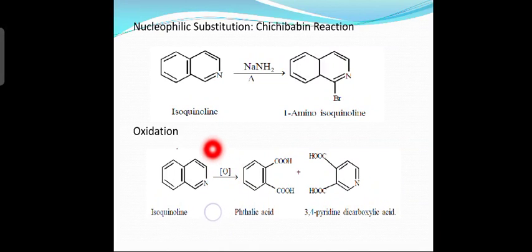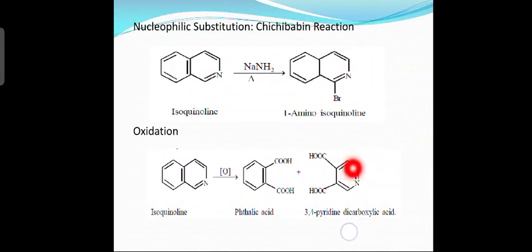Next is oxidation. How does oxidation take place? Isoquinoline undergoes oxidation with alkaline potassium permanganate to give phthalic acid and 3,4-pyridine dicarboxylic acid. What is the molecular form of phthalic acid? A benzene ring and two carboxyl groups on adjacent carbons. We can see here phthalic acid, a COOH group is here, and the adjacent carbon contains a COOH group. This is known as phthalic acid, and then 3,4-pyridine dicarboxylic acid.